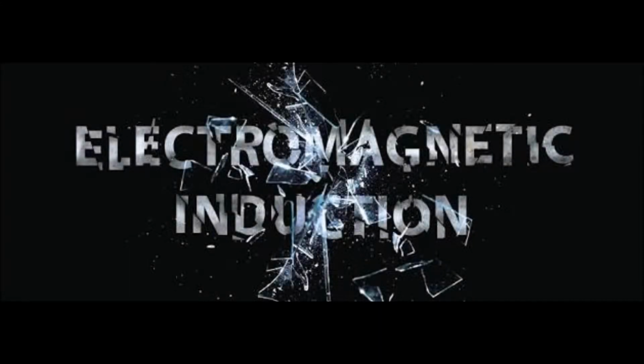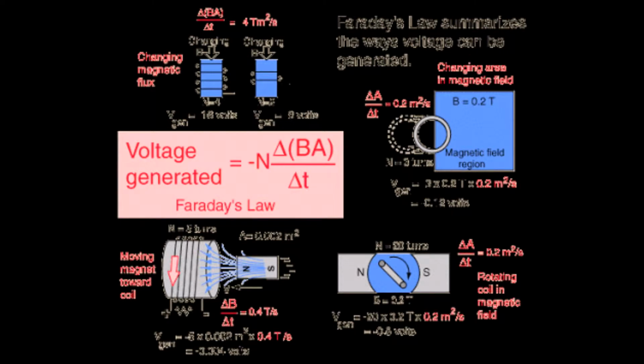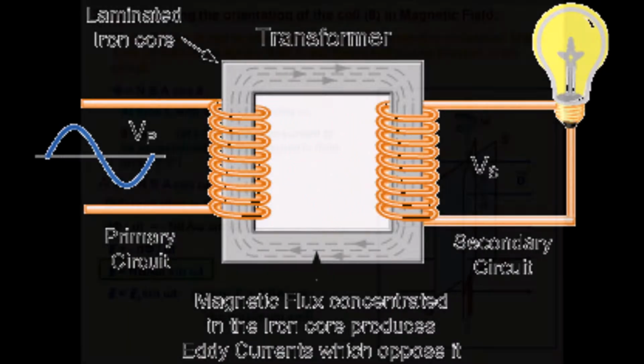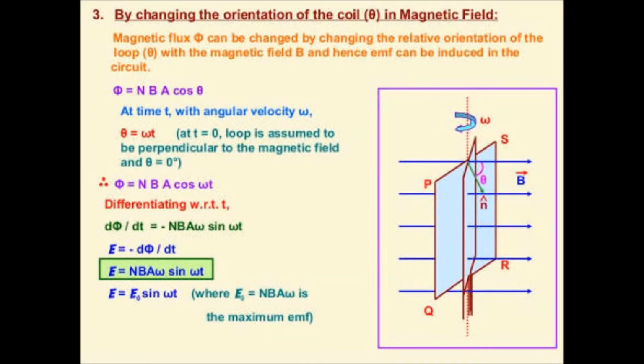Electromagnetic induction. In the early 19th century, a scientist by the name of Michael Faraday published several papers on electromagnetic induction, which is the ability of a changing magnetic field to induce a voltage in a conductor. To better understand this phenomenon, Faraday conducted a number of experiments.